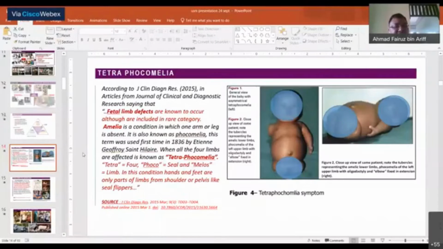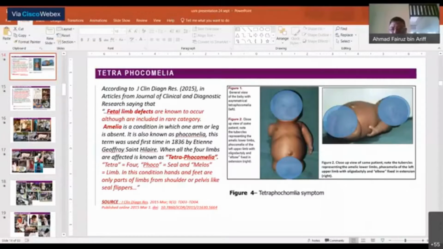Geoffroy Saint Hilaire. Okay, when all four limbs are affected, it's known as tetraphocomelia, which is tetra equal to four, phoco equal to seal and melus equal to limb. In this condition, the hand and feet are attached directly to part of the limb, or shoulder or pelvis, like a seal flipper. So this is the situation of the baby born in nature.